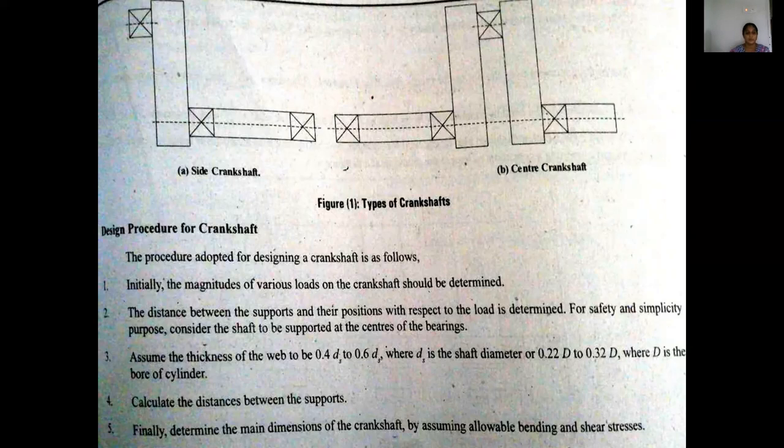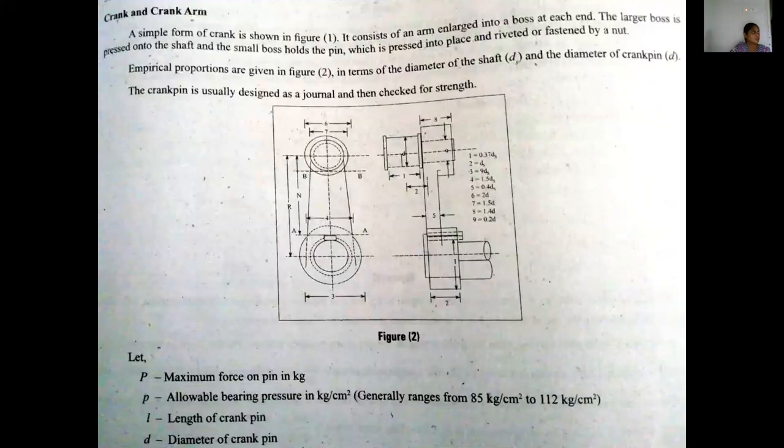Assume the thickness of the web to be 0.4 ds to 0.6 ds, where ds is the shaft diameter, or 0.22 d to 0.32 d, where d is the bore of the cylinder. Calculate the distances between the supports. Finally, determine the main dimensions of the crankshaft by assuming allowable bending and shear stress.